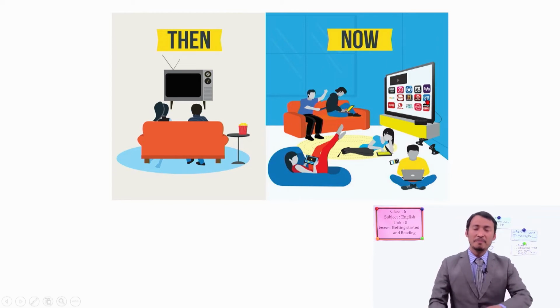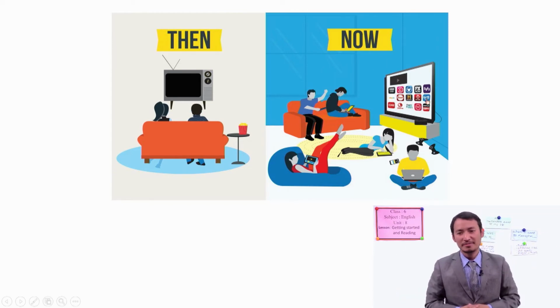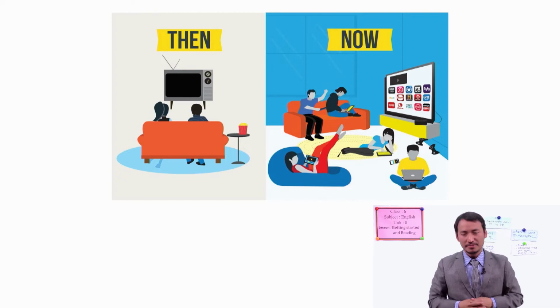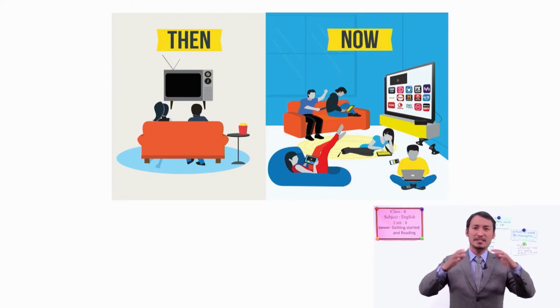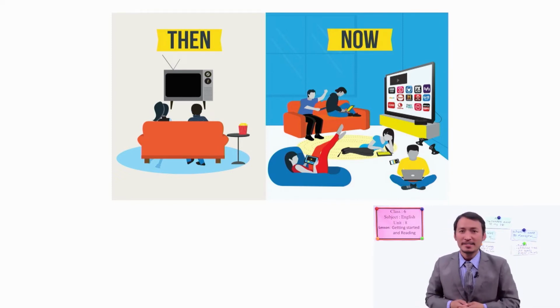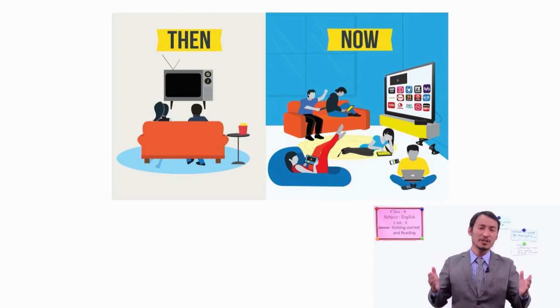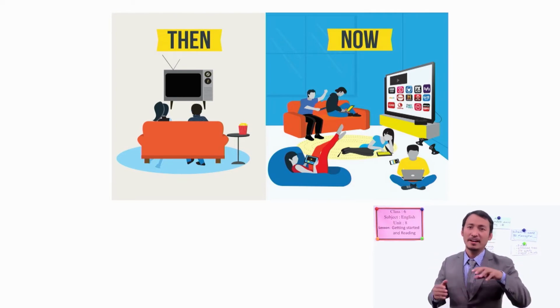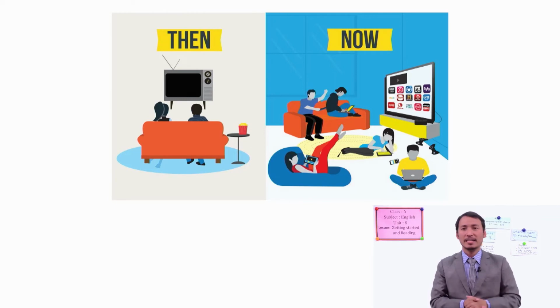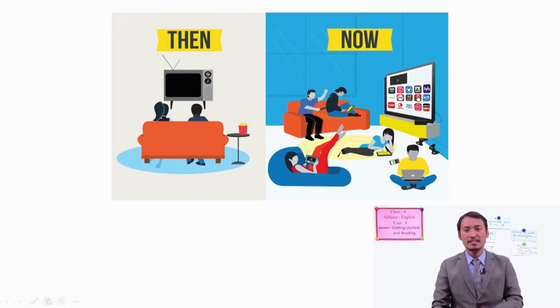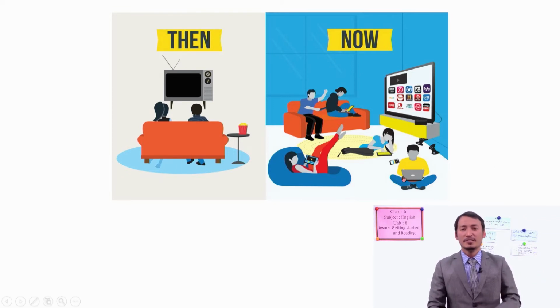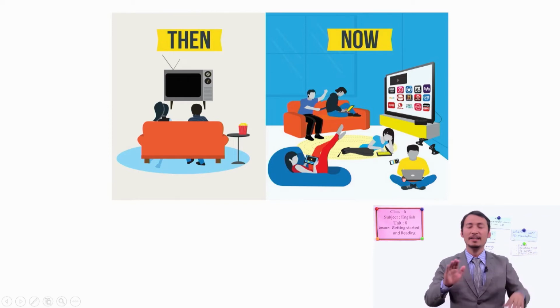We have bigger TVs now, slimmer TVs now, and we have mobile phones in everyone's hands, and they are not watching the TV. They are not sitting together. They are in a different world, in the same place. Look at this family. All are using different electronic devices. So this is the difference, then and now.